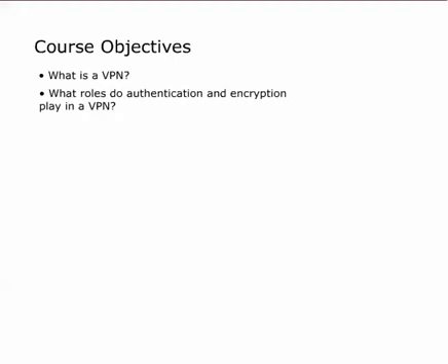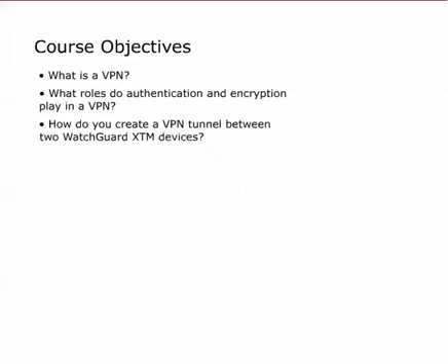across the Internet. In this module, we're going to show you how to use Policy Manager to manually configure a branch office VPN, sometimes called a BOVPN, between two WatchGuard XTM devices running Fireware XTM OS.